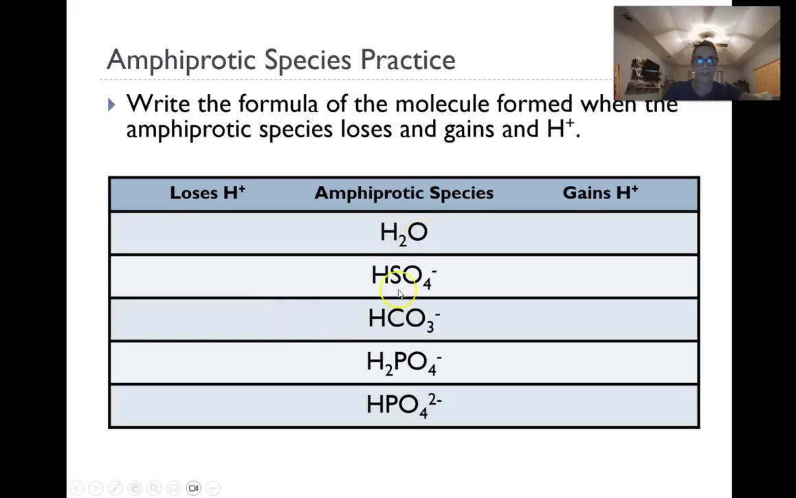So now what I want you guys to do is practice. I want you to write the formula of the molecule formed when these amphiprotic species both lose and gain a proton. When they lose a proton, they're acting as an acid, and when they gain a proton, they're acting as a base. All of these are amphiprotic, so they can both lose and gain protons, but I want you to write the formula of what happens as they act as an acid, and then after they act as a base.